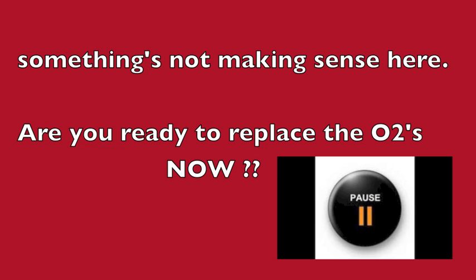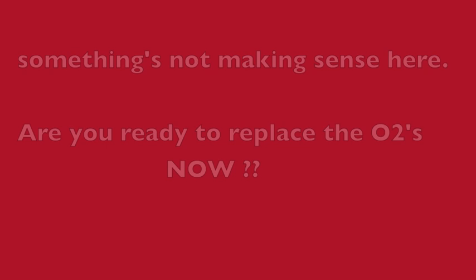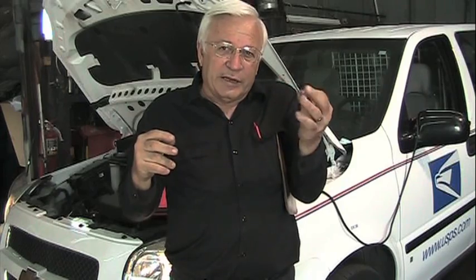Are you ready to replace the O2s now? So we have oxygen sensors that are possibly not working right. We'll need to check that. We have a lean condition, so the computer is adding fuel. We have black smoke coming out the tailpipe. It's all leading towards an air-fuel balanced mixture problem. So now it's time to look at the scanner and see what the computer is seeing and what the computer is doing.